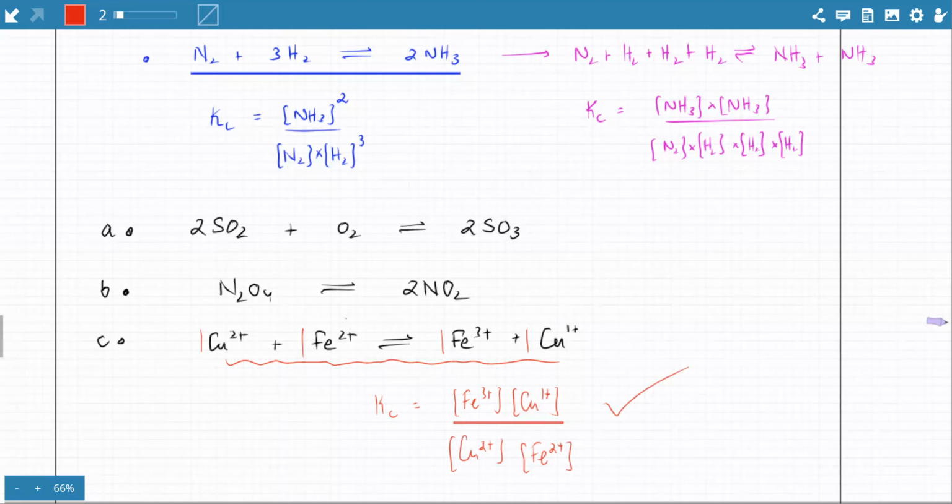Reda, just quickly, let me check your answer. Reda, why isn't the charge over there? It's Fe3+. You have to write the charge. So just make sure that the charge is written.